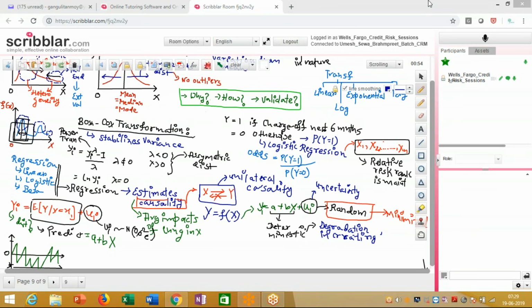So basically, let's say that I have this equation over here: yi is equal to alpha plus beta x plus ui.